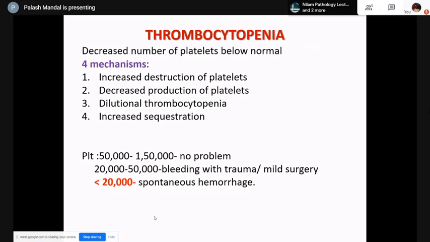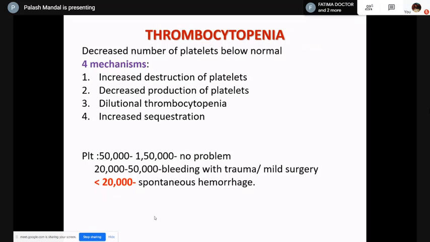So there are four basic mechanisms leading to thrombocytopenia. One is the increased destruction of platelets. Second is the decreased production of platelets. Third is dilutional thrombocytopenia. And the last one is the increased sequestration. That also in a way is destruction of the platelets. So basically, of these four, two are the more important ones: one is the increased destruction and the second one is the decreased production.